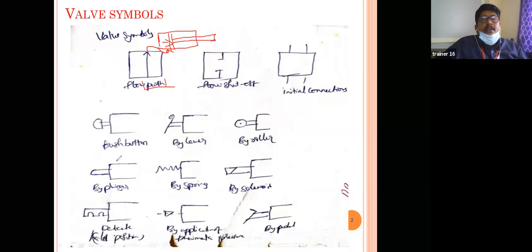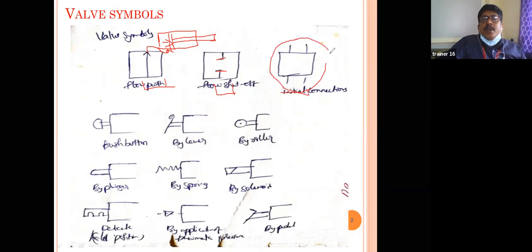And then next, see here, this is a flow path arrangement, right? And if you come to this point, this is a flow shutoff. That means the supply, maybe a hydraulic or pneumatic supply, is cut off. This symbol indicates that the power supply is shut off. And this indicates the initial connections.